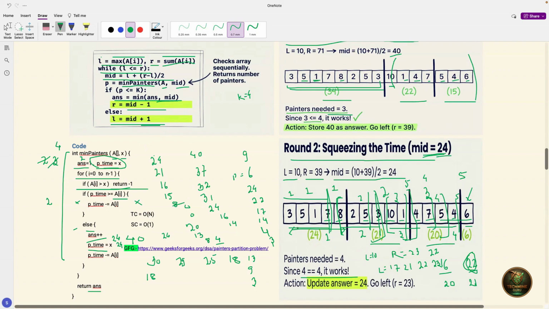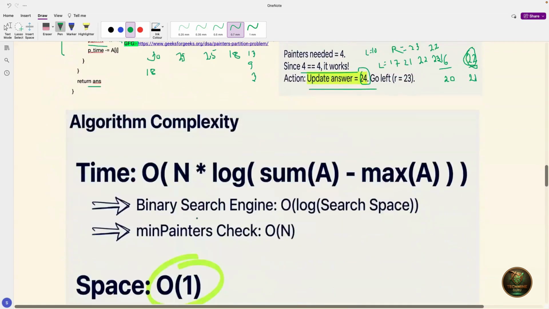So since our answer returned is 4, now we will do r is equal to mid minus 1 to check whether we can squeeze the timing or not. Since we have already understood just now that even if squeezing the time further, we are not able to get the answer better than 24, we will finally update our answer 24 and we will return the same. So what is the minimum time needed for this complete board to get painted by 4 painters? It will be 24.